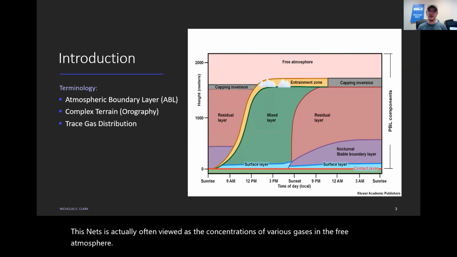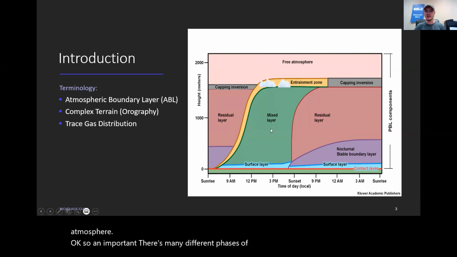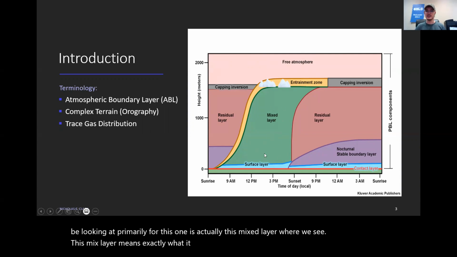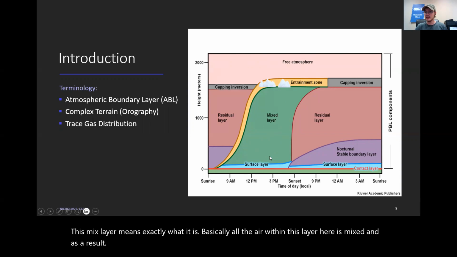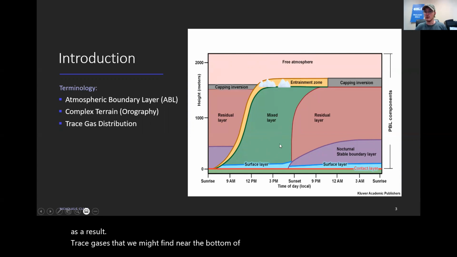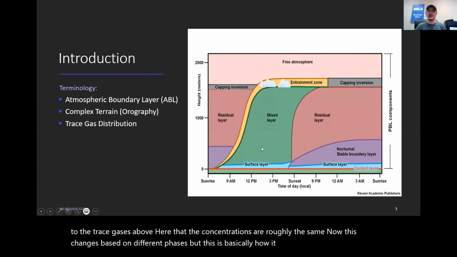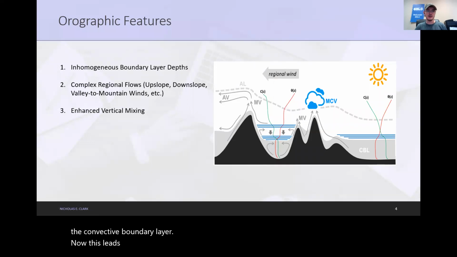Okay, so there are many different phases of the boundary layer cycle. The one we'll be looking at primarily for this one is actually this mixed layer. This mixed layer means exactly what it says. Basically, all the air within this layer here is well mixed. And as a result, trace gases that we might find near the bottom of this boundary layer are roughly equivalent to the trace gases above here. The concentrations are roughly the same. Now, this changes based on different phases, but this is basically how it works in the mixed phase or the convective boundary layer. Now, this leads us into the orography of it all, or the mountain part of it all.